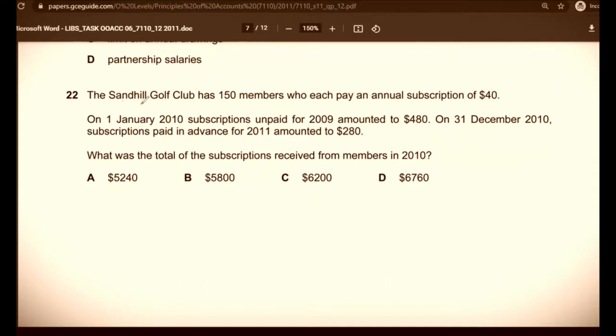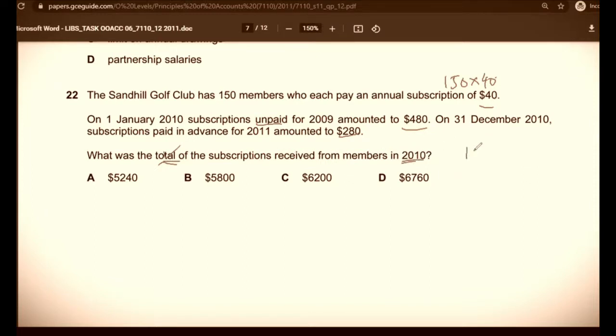Multiple choice 22. The Sandhill Golf Club has 150 members who each pay annual subscription of $40. So 150 times 40. On 1st January 2010, subscriptions paid for 2009 amounted to 480. This is unpaid. So unpaid subscription amounted to 480. On 31st December 2010, subscriptions paid in advance for 2012 amounted to 280. What was the total of subscriptions received from members in 2010?